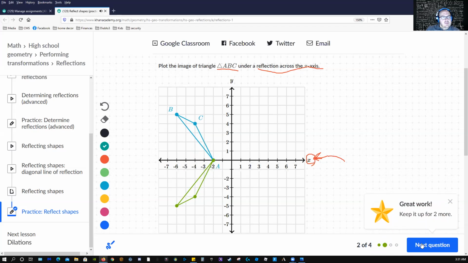Okay, so that is reflecting shapes, and that's going to take some getting used to, especially with regards to which dots Khan Academy lets you move first, second, and third. So practice that.